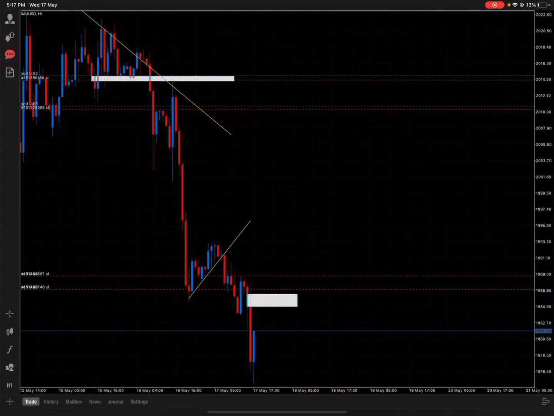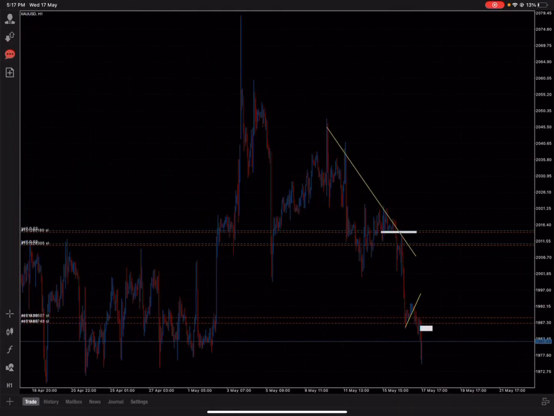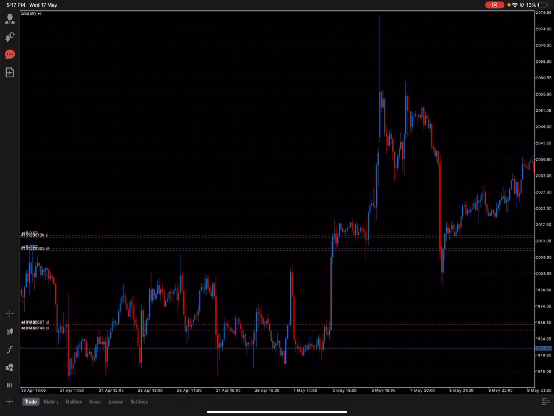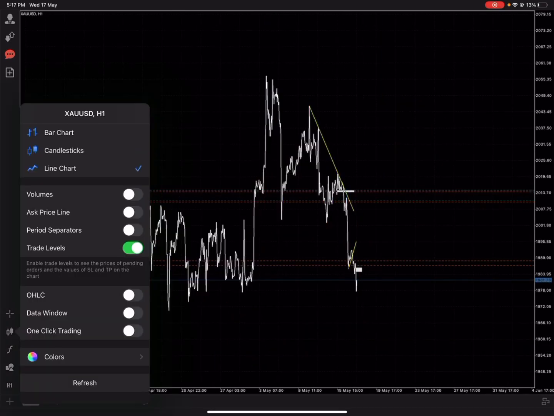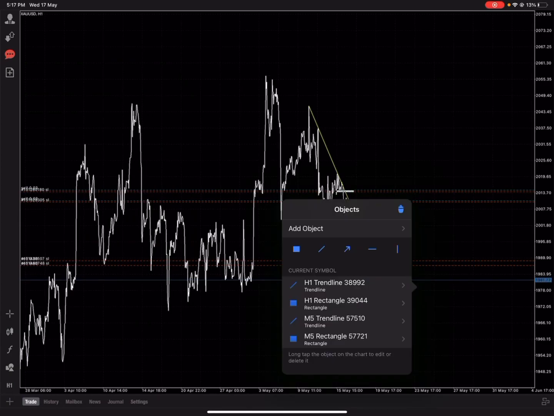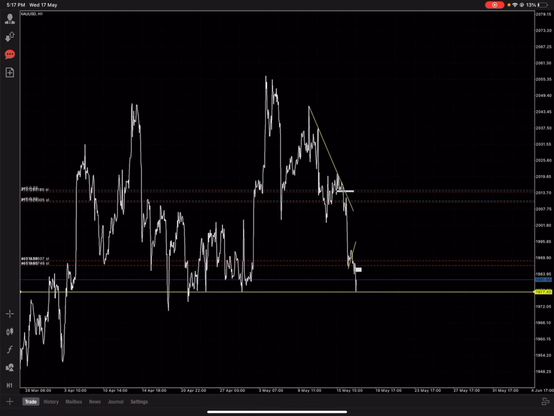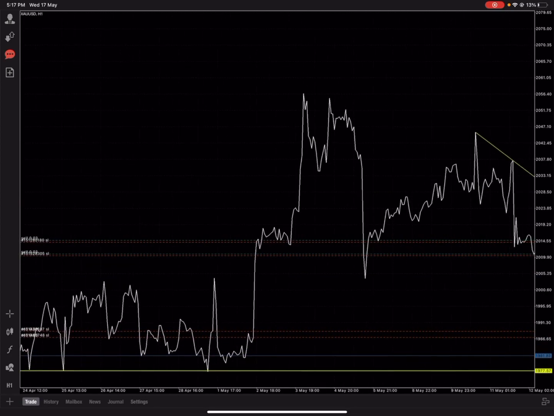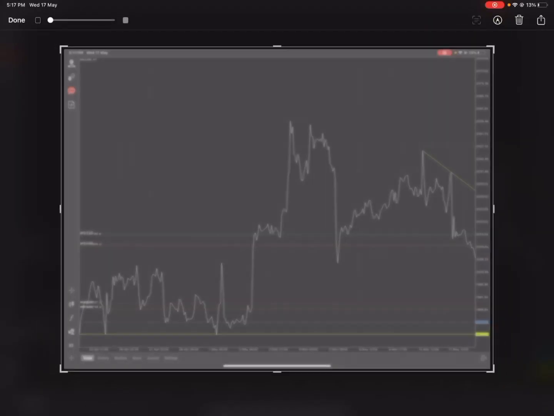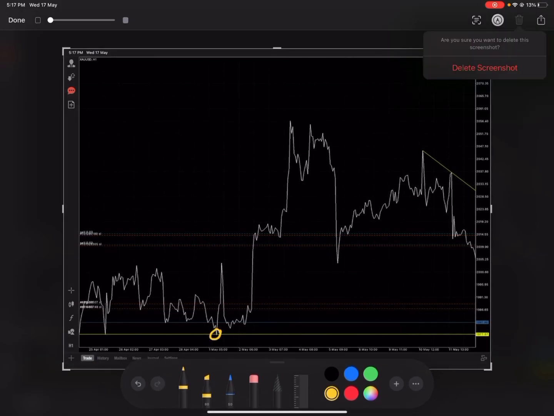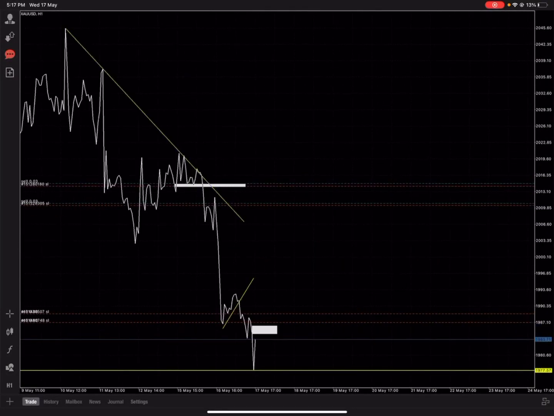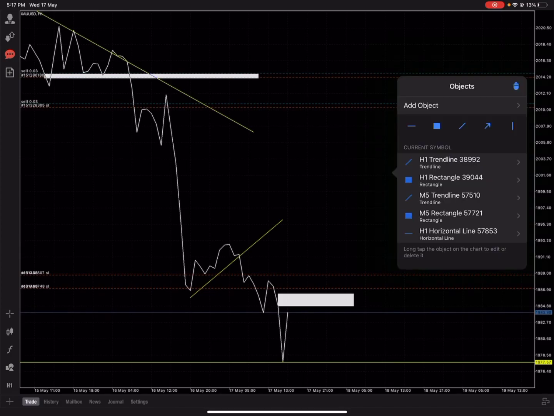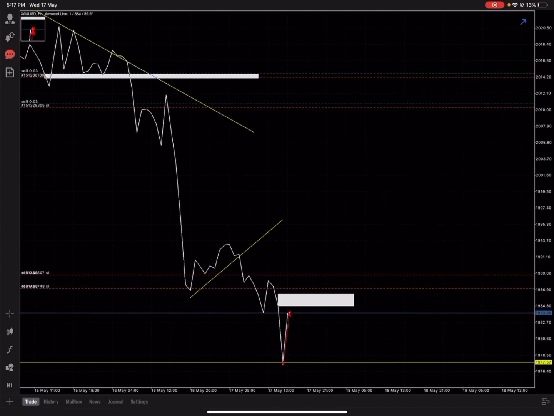But we need to know why gold flew here. On H1, using the line chart, just marking using the net line, just marking here. Gold respected this support. That's why gold could fly around 50 pips, maybe 60 pips. This is also crazy.